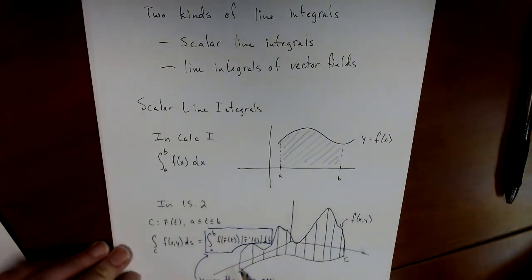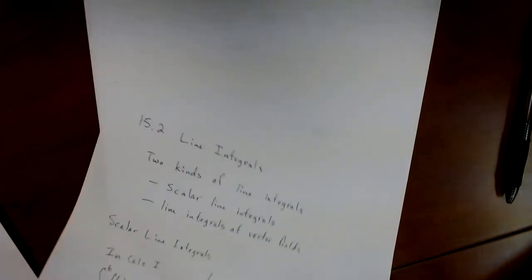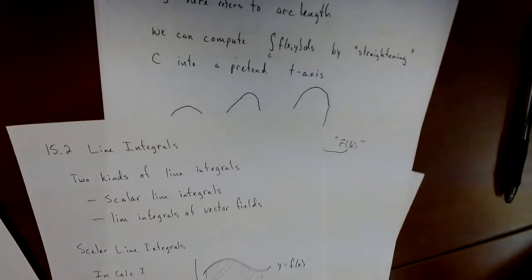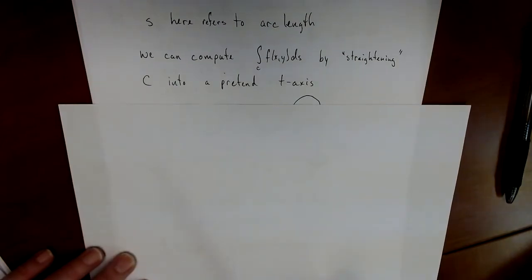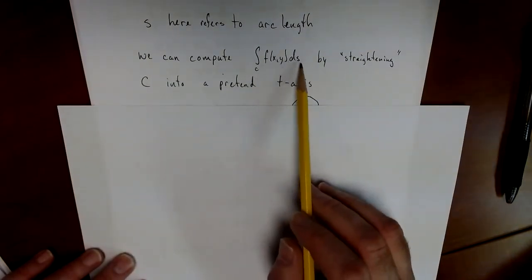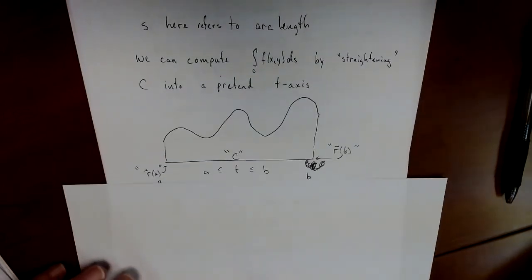So that's the main difference between a scalar line integral and a Calc 1 integral, is just that this base is already kind of curvy. And C is going to be a vector curve, just like we had back in chapter 12. In fact, all we're going to do really is just stretch this out and pretend it is along a t-axis. So the s in our integral refers to arc length, and we can compute this integral by straightening C into a pretend t-axis.